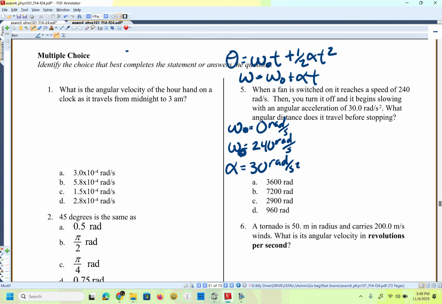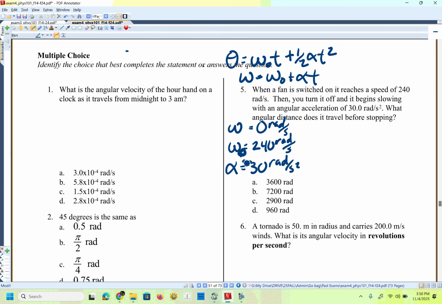Now, I also need to be careful about my signs. What is the sign of these two, the omega naught and the alpha? It's slowing down, so the velocity and the acceleration are opposite directions. You have to make that leap at some point during the exam, I'm pretty sure. That means that this has to be negative, because it's slowing down, omega and alpha are opposite directions.